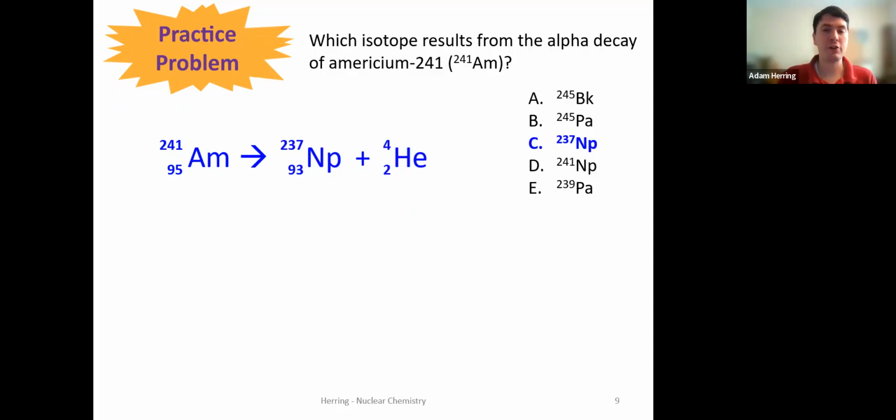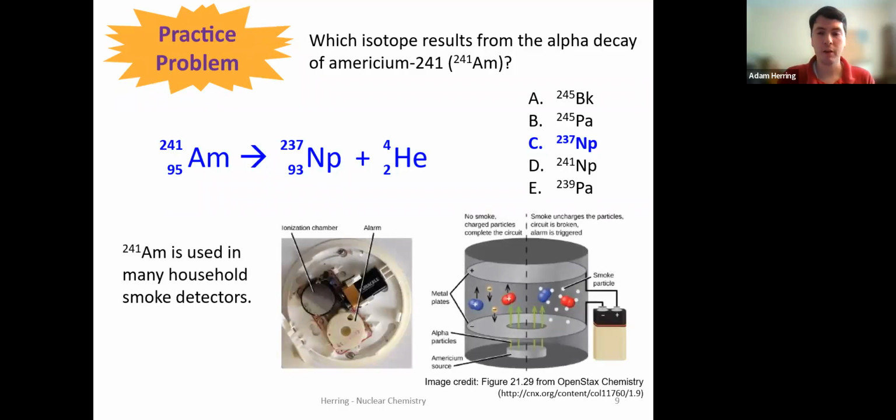Now, this process actually occurs in many households around the world that have smoke detectors. One way that smoke detectors work is by emitting radioactive particles within a sealed chamber that keeps the radiation from exiting and harming you. And what it ends up doing is it creates an electrical circuit. And so when smoke enters that chamber, it takes away some of the electrical charge. It breaks the circuit, and that triggers the alarm.